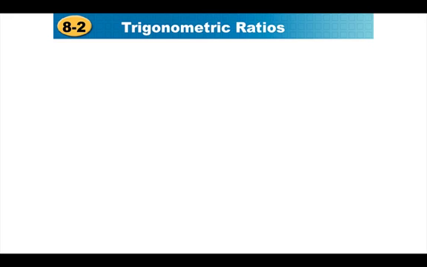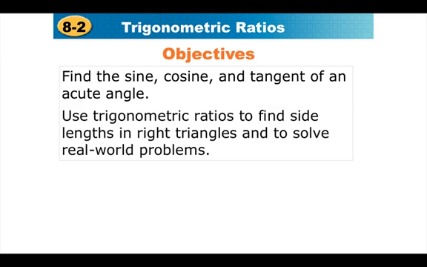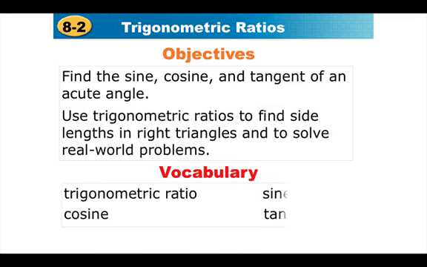This is section 8.2, trigonometric ratios. These are the objectives. You can pause to read them. I'm moving on to the vocabulary. The same thing, pause to read them.